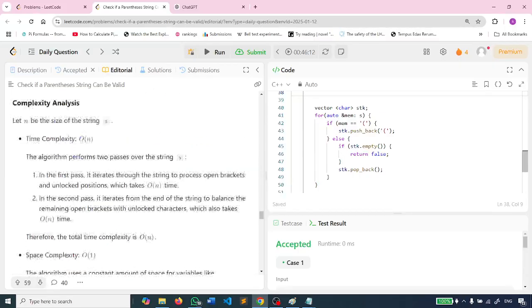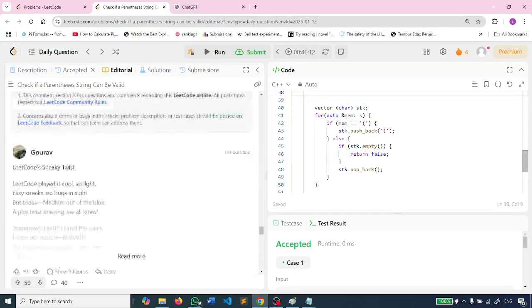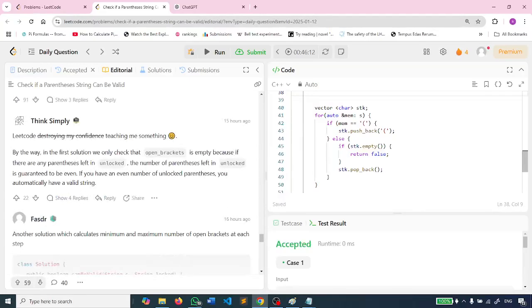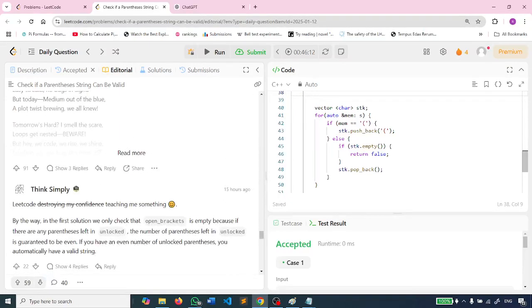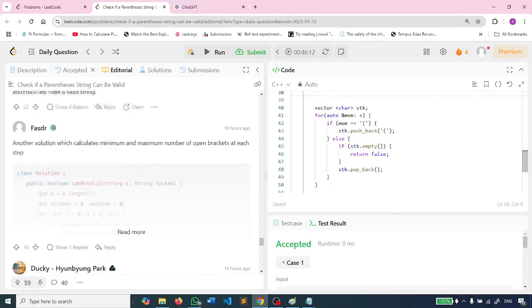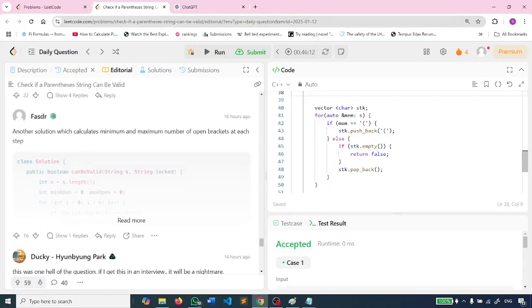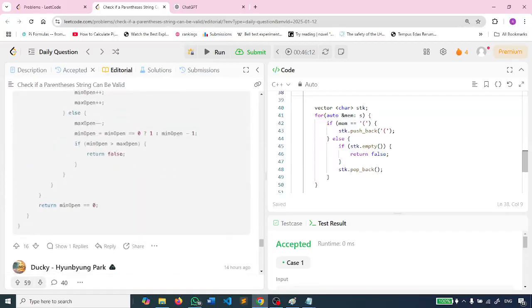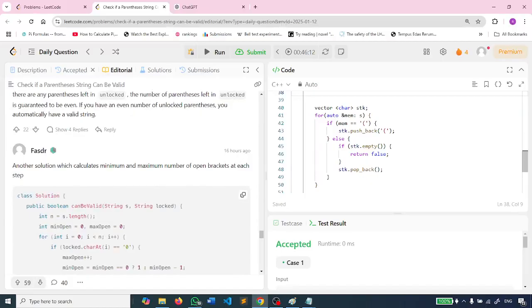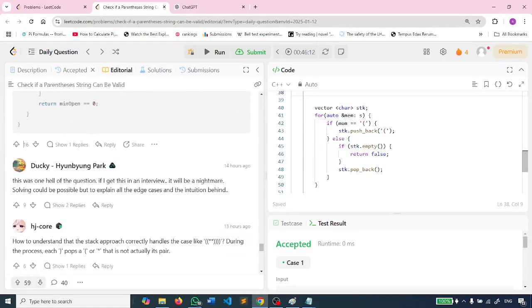Aside from this, again, they have this complexity analysis. So let's see. Leetcode. I don't know, this is some silly poem someone has written. There is another simple solution which calculates the minimum and maximum open brackets at each step. And obviously, this guy just threw his code here, and he did not even explain why his code works. Because why does it matter, right? If the code works, then it is what it is.